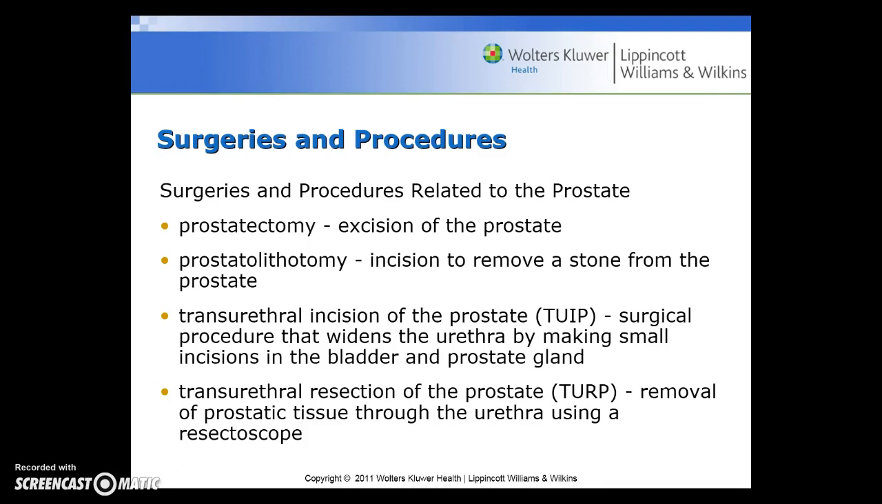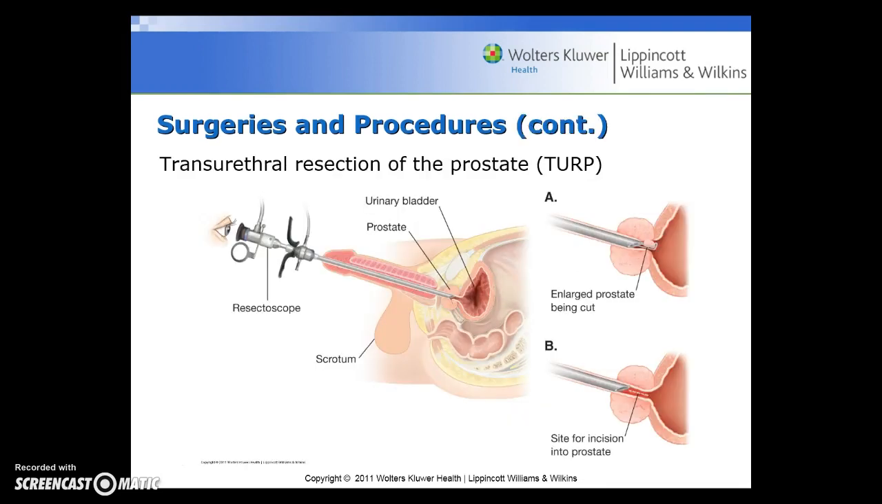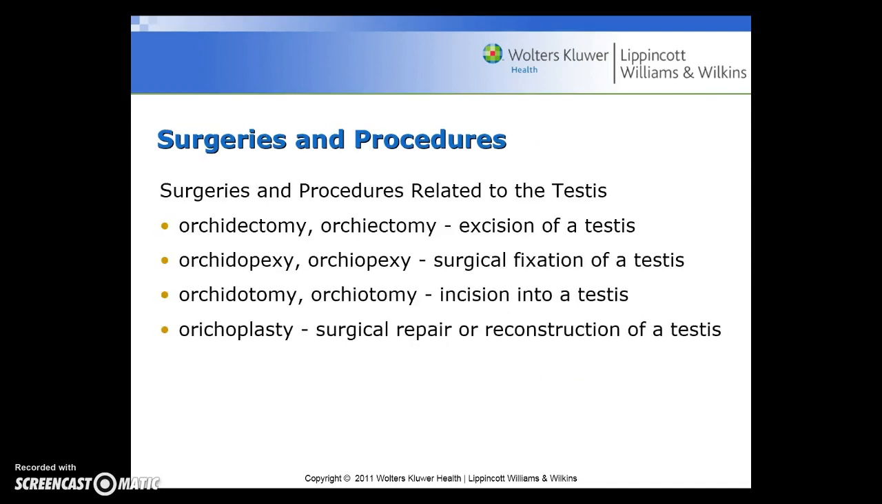TUIP is a transurethral incision of the prostate. It's a surgical procedure that widens the urethra by making small incisions in the bladder and the prostate gland. A TURP is a transurethral resection of the prostate, and that's the removal of prostatic tissue from the urethra using a resectoscope. And here's a picture of a TURP. That's the common procedure you're going to see. And there you see the bladder, the prostate, the resectoscope, the scrotum, the enlarged prostate being cut, and the site for the incision into the prostate.